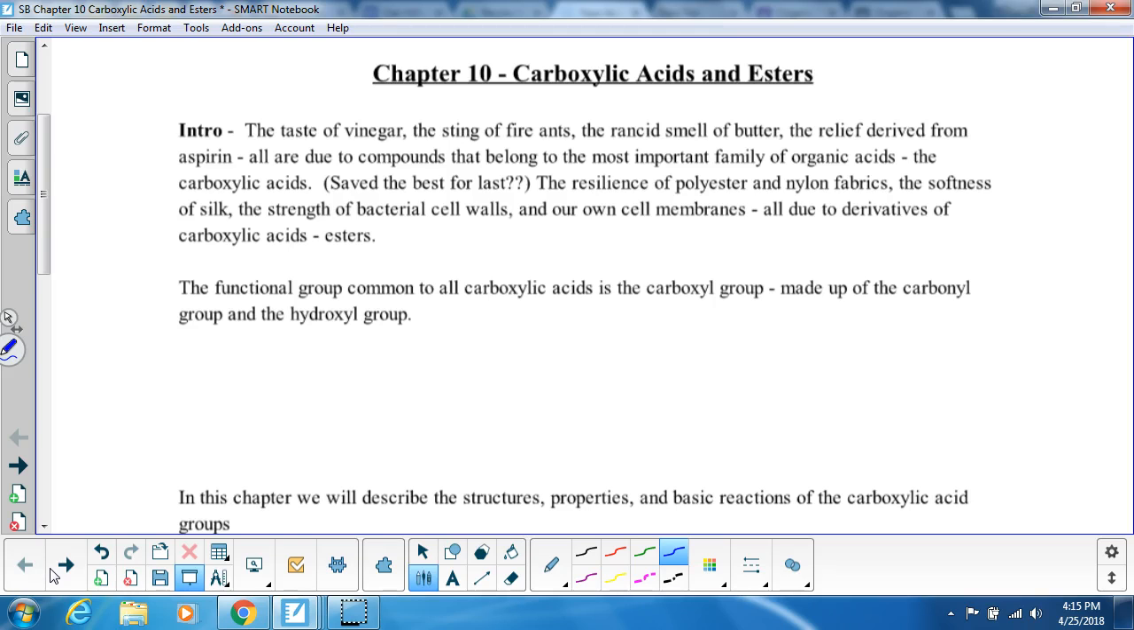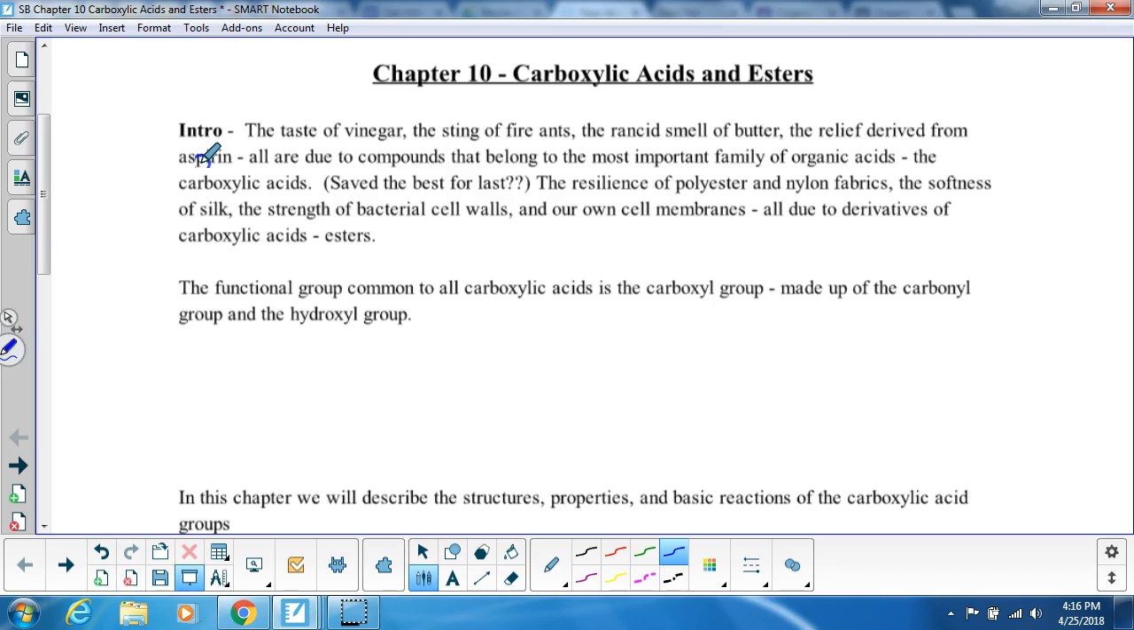I call them cousins. If this is my aldehyde, then to get your ketone, you remove the H and put another carbon in. So that was your ketone. You're going to see there's a similar relationship with carboxylic acids and esters. So let's see what's going on here.